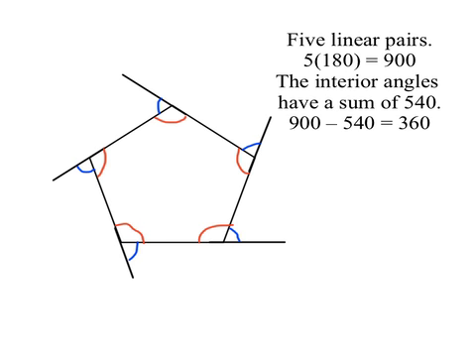We go to the pentagon. Now we have 5 linear pairs. 5 times 180 is 900. We know that in a pentagon, the 5 interior angles, here shown in red, have a sum of 540. 900 minus 540 is 360 degrees, so the 5 blue exterior angles have a sum of 360 degrees.